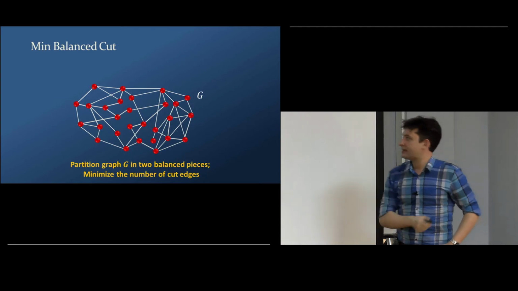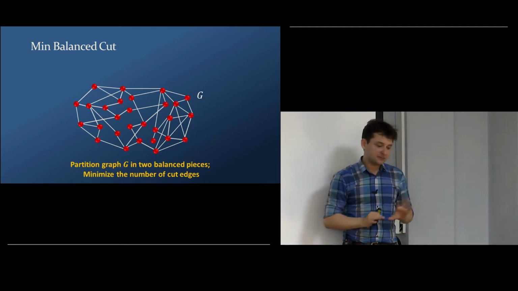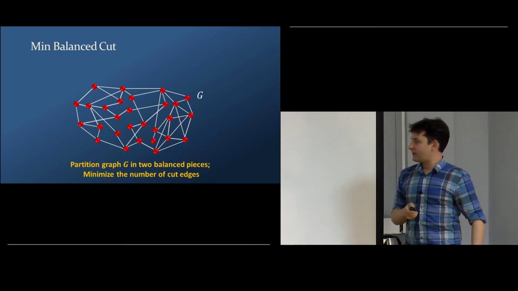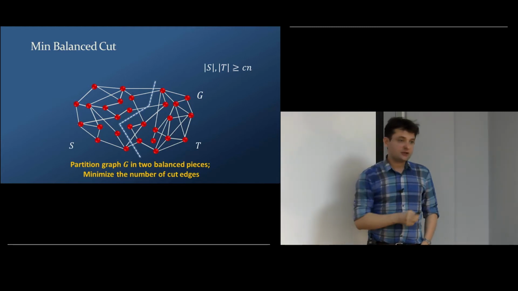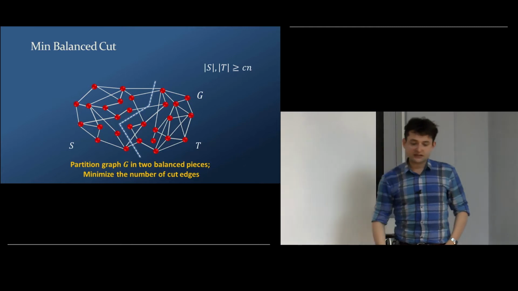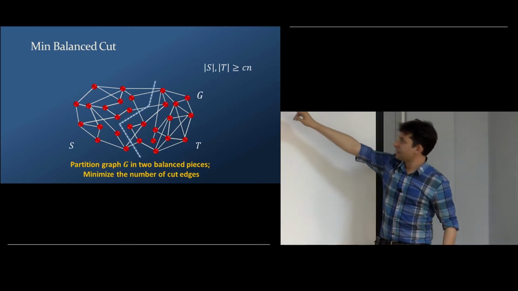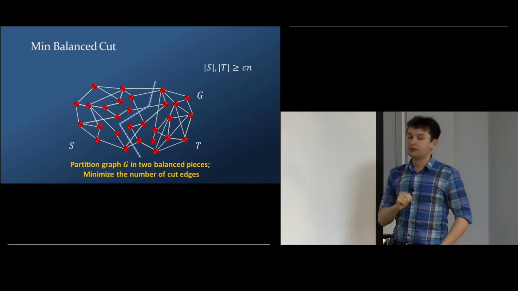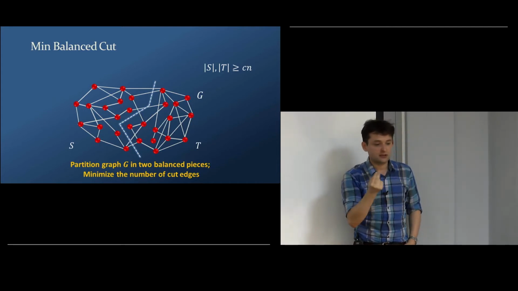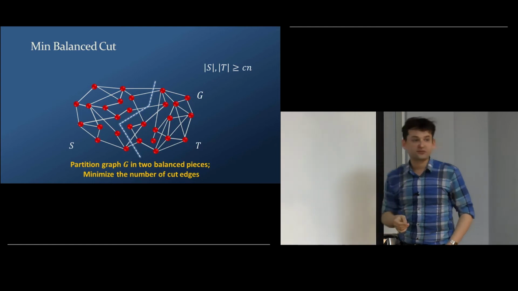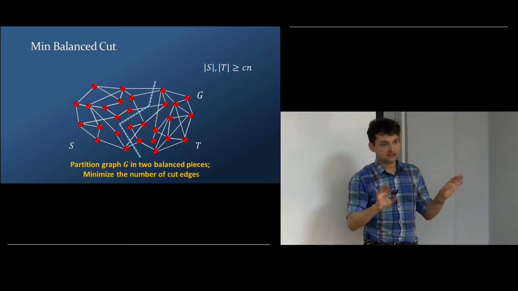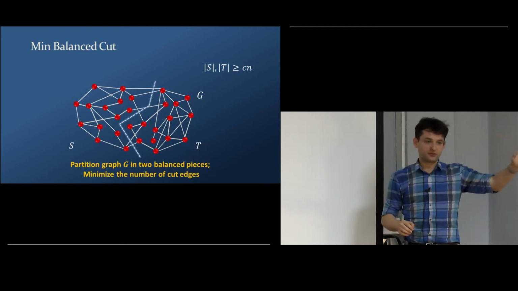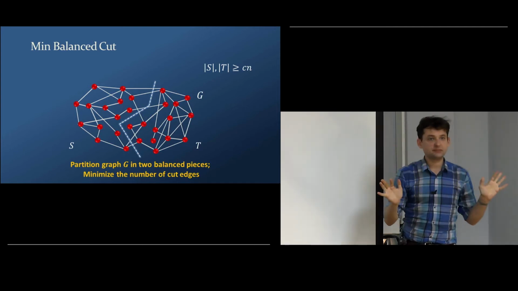So what is this problem? We are given a graph G. It can be weighted or unweighted. That's not important. And we want to partition it into two pieces of roughly equal size, S and T, so as to minimize the number of cut edges. In other words, we want to partition it into pieces S and T. Both sets, S and T, should contain at least cn vertices, where c is some number between 0 and half. Think of it maybe as 25% of all vertices. So they can be slightly imbalanced, but generally they should be balanced. And we want to minimize the number of edges going from the left to the right part. Any questions about this problem?